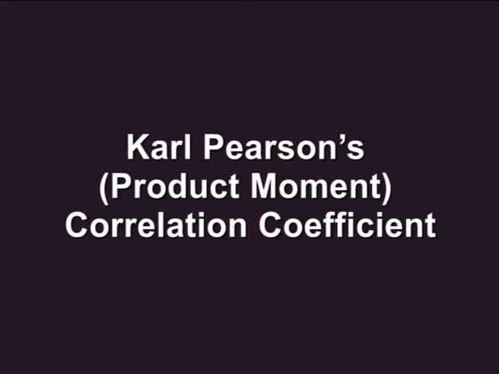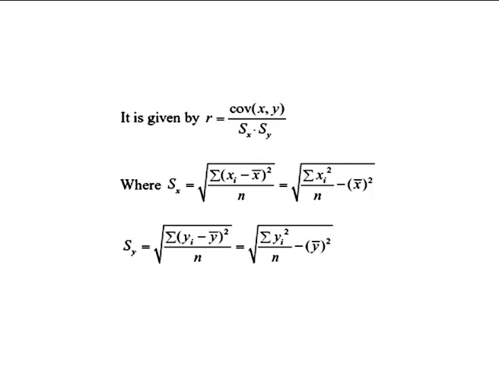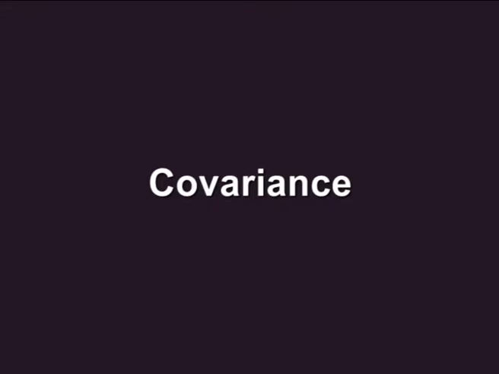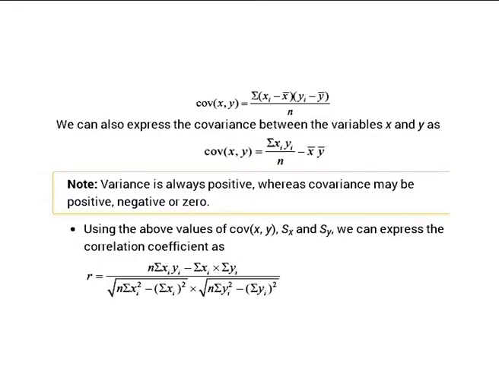Let us discuss Karl Pearson's product moment correlation coefficient. It is the ratio of the covariance between two variables to the product of their standard deviations, as shown in the formula on the screen. Now, what is covariance? When n pairs of observations, let us say (x1, y1) and so on, are given between two variables x and y, then the covariance of x and y, that is cov(x, y), is defined as shown on the screen.